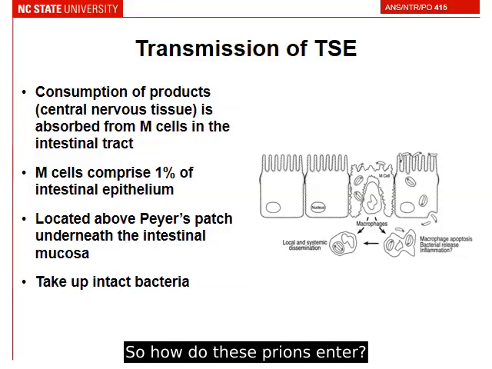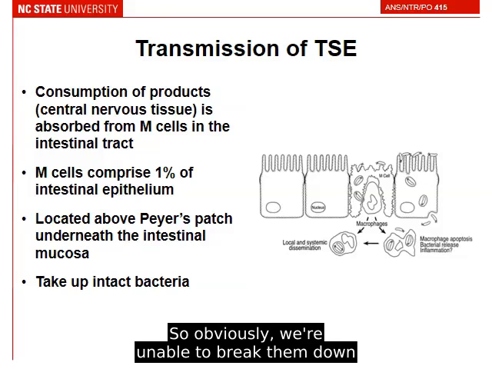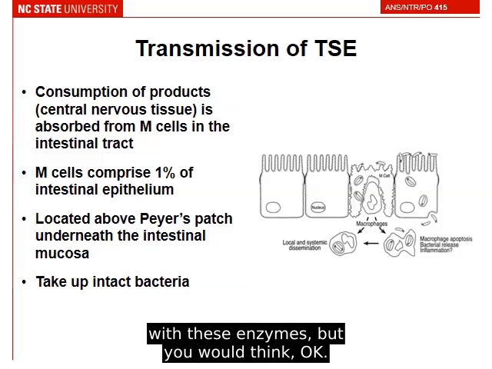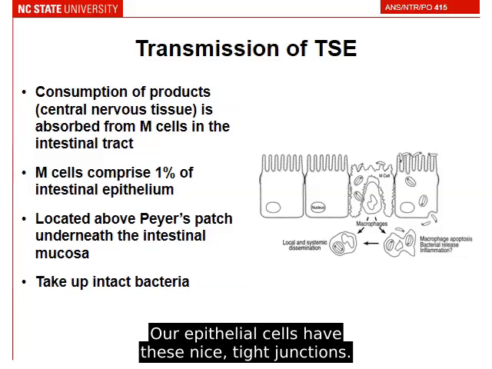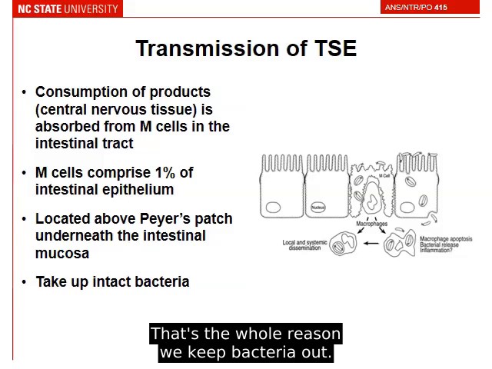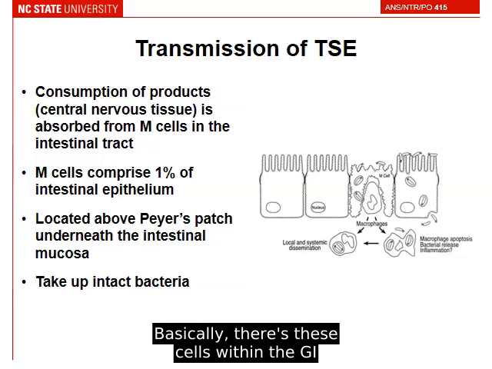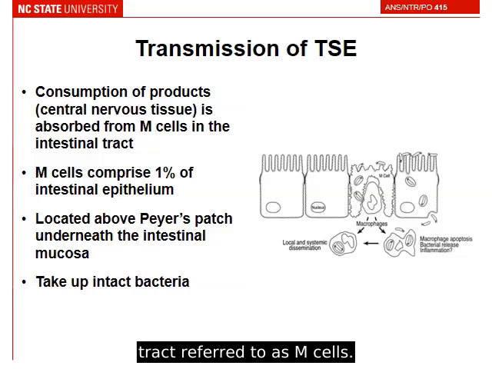So how do these prions enter? So obviously, we're unable to break them down with these enzymes. But you would think, okay, our epithelial cells have these nice tight junctions. That's the whole reason we keep bacteria out. So how are these prions able to be absorbed? Basically, there's these cells within the GI tract referred to as the M cells.